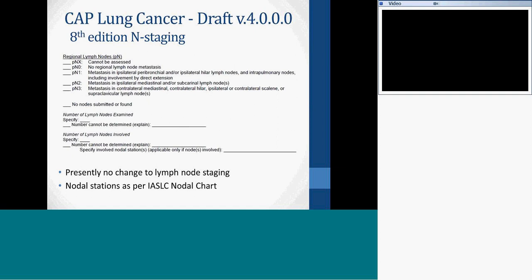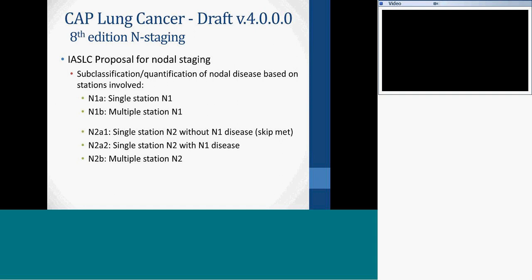Okay, moving on to lymph nodes. Again, as I mentioned, there's currently no change to lymph nodes in the draft version, and nodal stations remain per the IASLC nodal chart. Now, IASLC, however, has made a proposal for trying to subclassify nodal disease to really try to quantitate the burden of disease based on the number of stations involved.